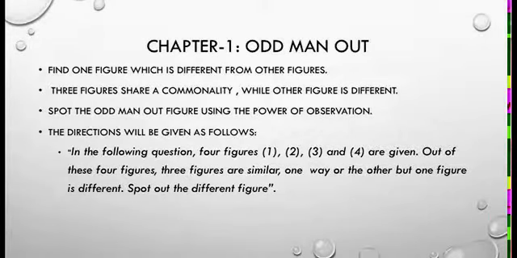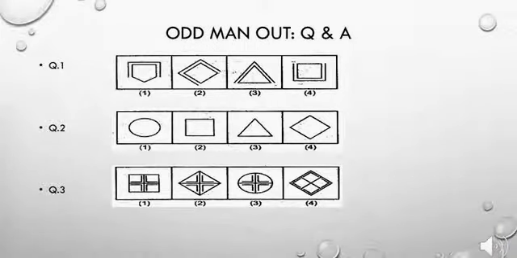In the question paper, the directions for such questions will be given as follows. In the following questions, 4 figures 1, 2, 3 and 4 are given. Out of these 4 figures, 3 figures are similar, one way or the other way, but one figure is different. Spot out the different figure. We know what is odd man out, so let's solve some of the problems in odd man out.